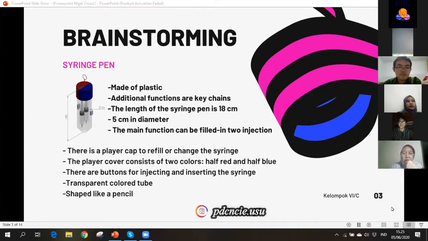The first one is that it is made of plastic. Additional functions are keychains. The length of the syringe pen is 18 centimeters and 5 centimeters in diameter. The main function is that it can be filled with injection. There is a cap to refill it. There are the syringe, a transparent colored tube, and it is shaped like a pencil.